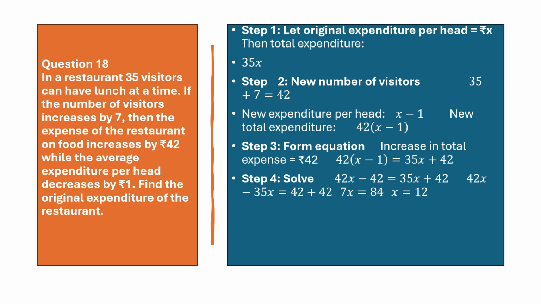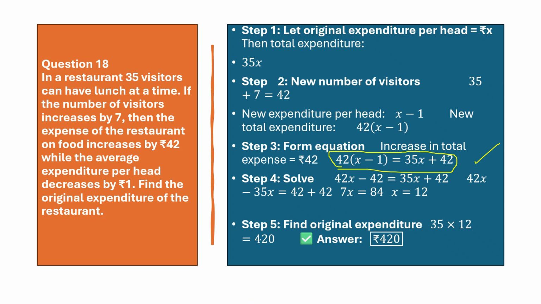So here we get this equation. If you see this, I'll mark it. This is your equation. So you need to solve this linear equation. When you solve it, you will get the original expenditure as rupees 420. I hope these type of questions are clear to you, children. Try to solve more, pause the video and try to solve yourself. I'm very sure it will make complete sense.